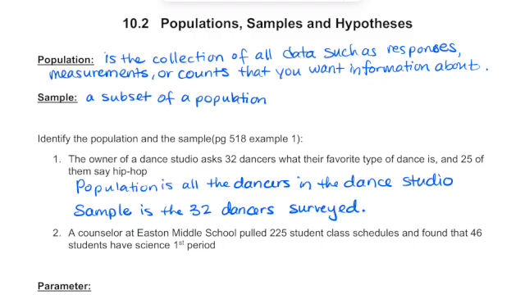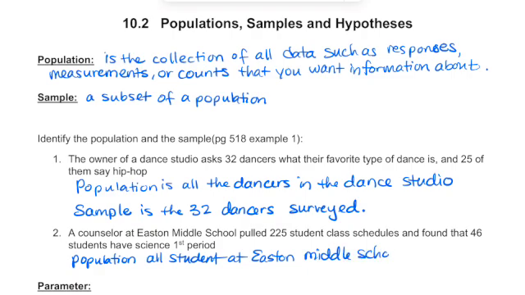A counselor at Easton Middle School pulled 225 student class schedules and found that 46 students have science first period. So in this case, the population would be all students at the middle school. And the sample is the 225 class schedules that were pulled.